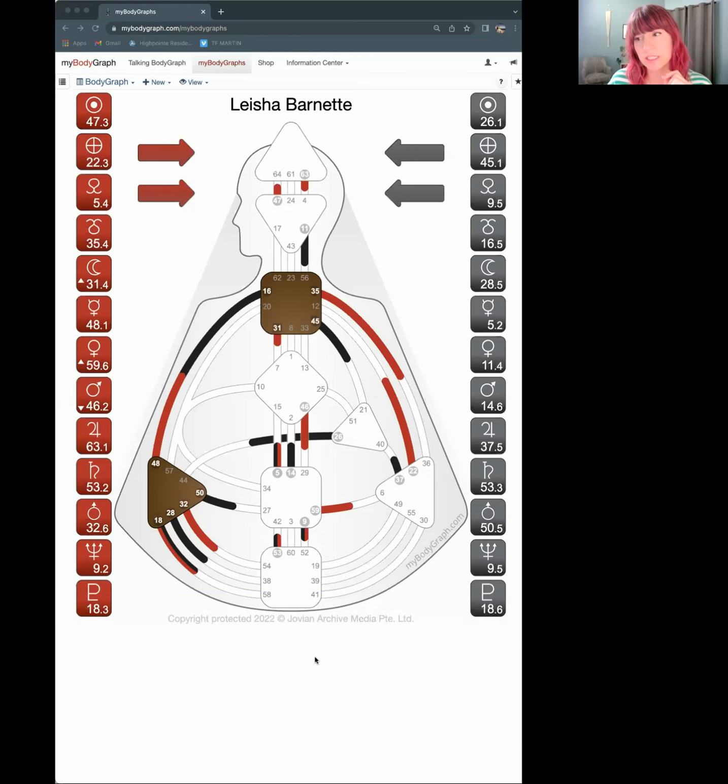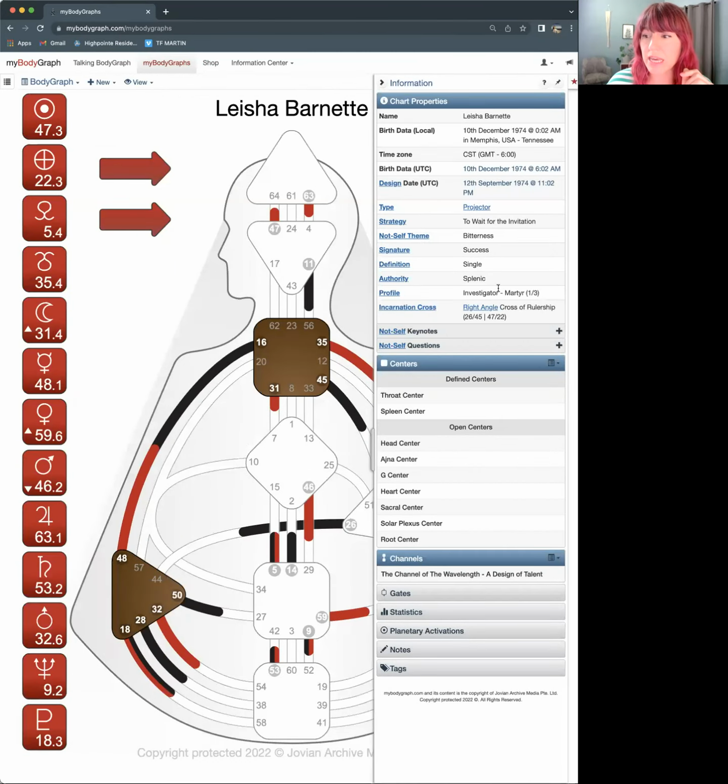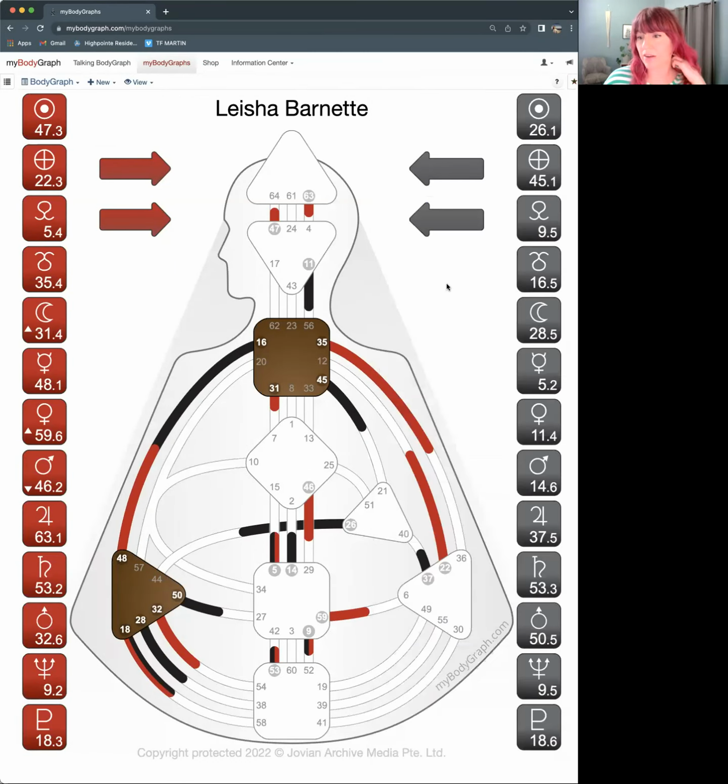So of course, it gives us our clear strategy and authority for decision making. And you can see here, I'm a projector. So my strategy is to wait for the invitation, and my authority is splenic authority. So it's a quick, intuitive, that's correct for me, or don't do that. Each person has their own strategy and authority. I definitely invite you to look at that if you have not, or of course we can explore that in a reading, but you can see it in the information on my body graph. That's a very core thing to know.